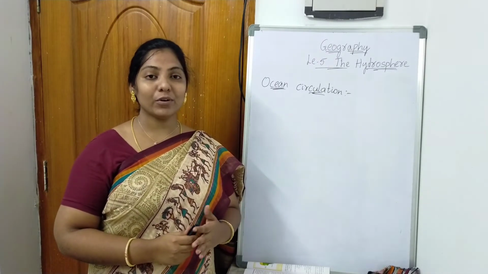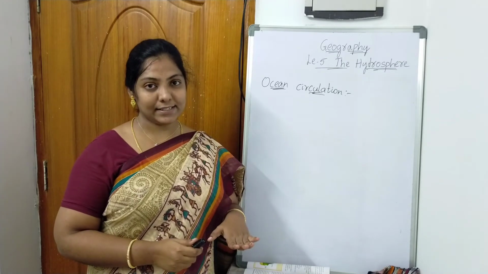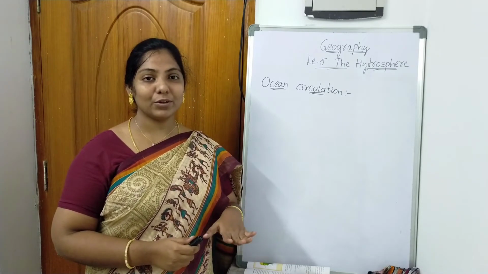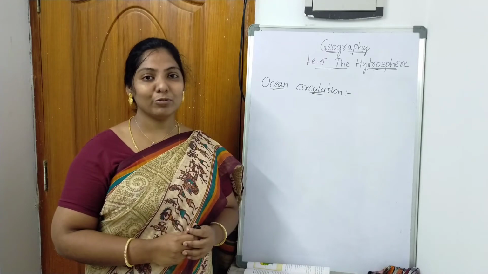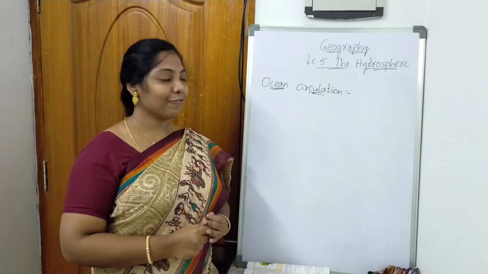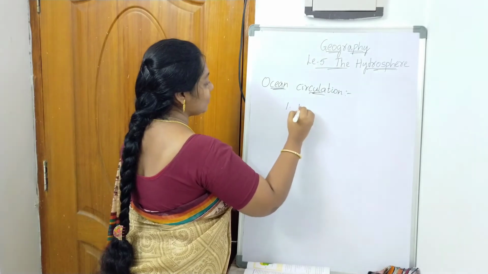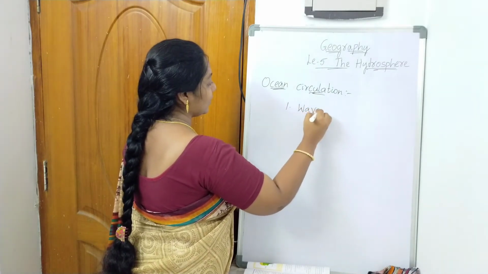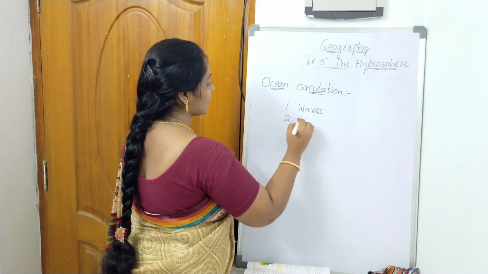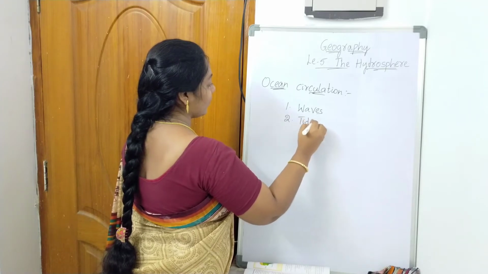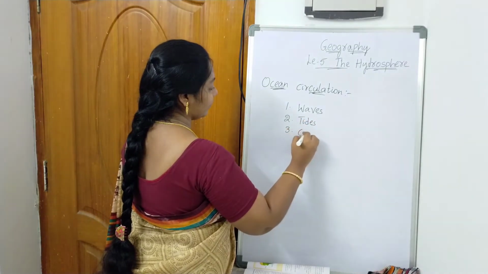So we know that water is not always still. It will keep on moving. So the movements are of different types, and we name them as waves, tides and currents.